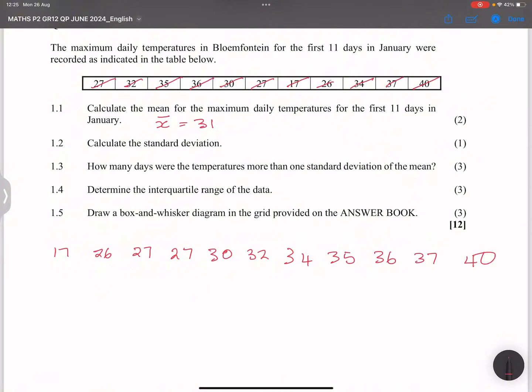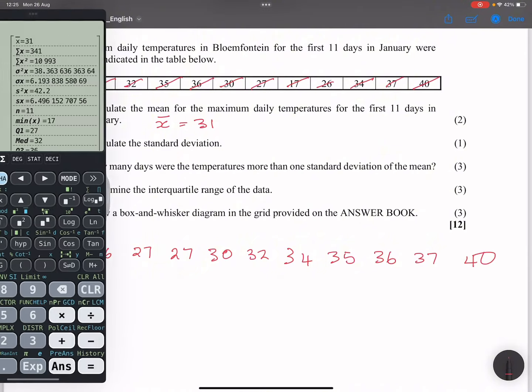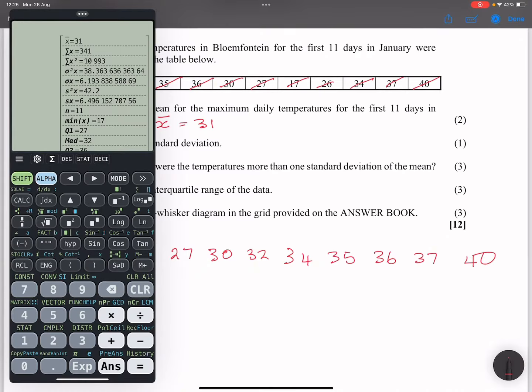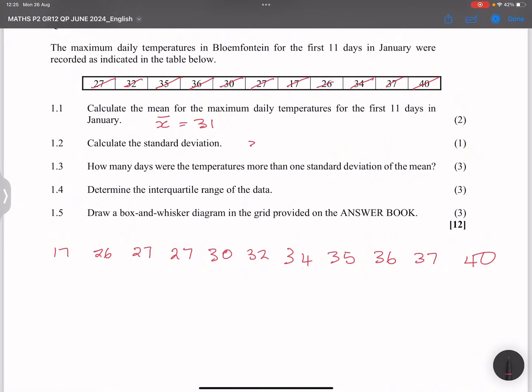Then they say to you, calculate the standard deviation. So you're going to do this exact same thing. Go back, say shift, stat, and again option 4. Now for the standard deviation, you're going to press option 3 and say equal to. My calculator gives me everything all at once. So my standard deviation would be 6.19. That would be my standard deviation there, 6.19.